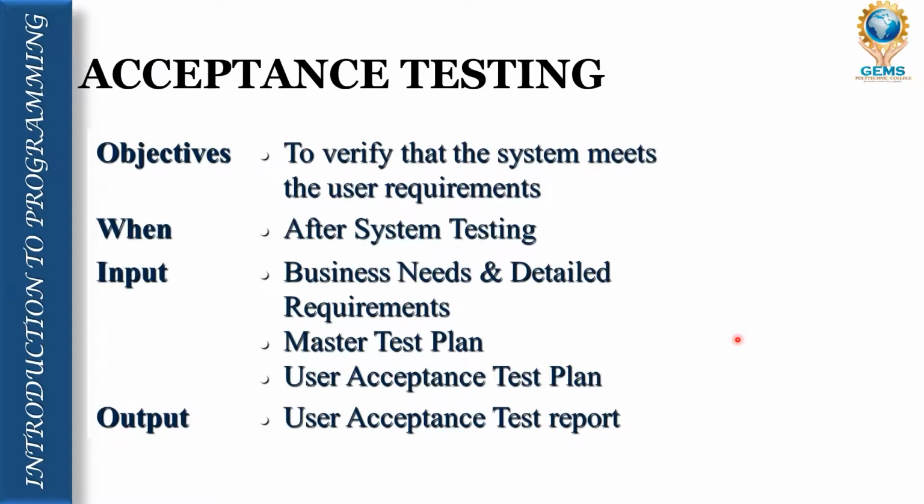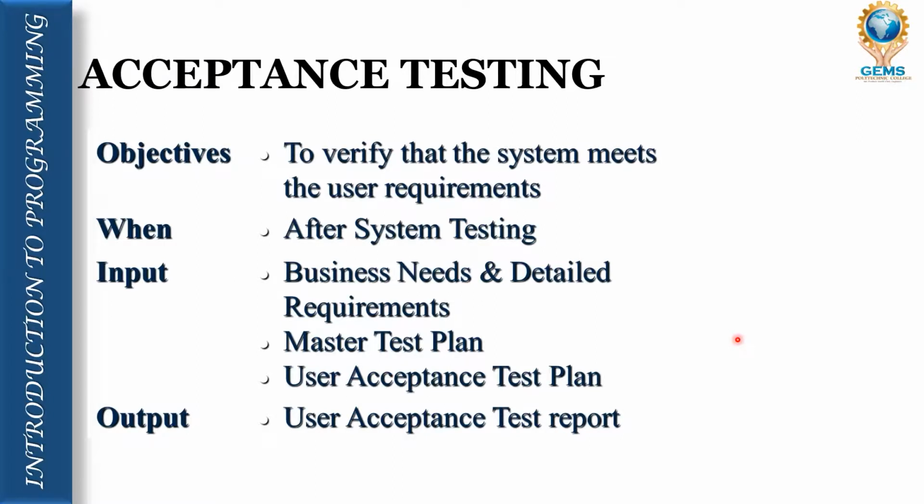Now the last testing we have is acceptance testing. This testing is done by the end user, that is called the customer. What is the objective of the acceptance testing? To verify that the system meets the user requirement. That means this testing is done to check whether the software meets the requirement of the customer. Who will do it and when will it be done? Acceptance testing will be done after the system testing.